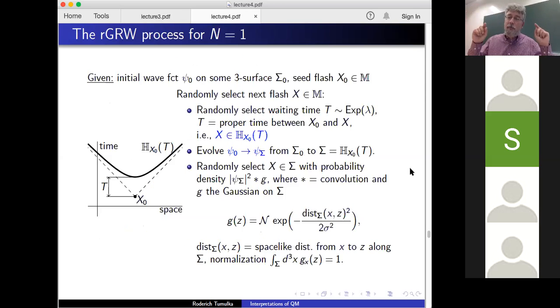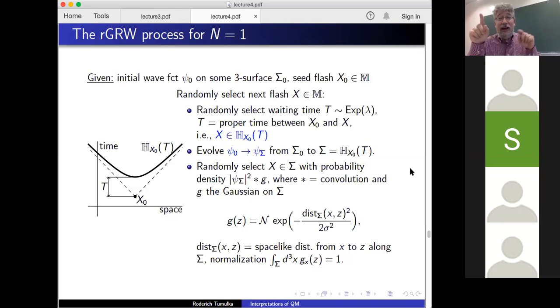Okay, now based on that, I will modify the time evolution in such a way that I get a stochastic time evolution, a relativistic GRW evolution. Okay, so here I'm defining the stochastic process, the relativistic GRW process, at first for one particle, and then on the next slide, I will do it for several particles. I regard as given an initial wave function, psi 0, on some three-dimensional surface sigma 0, say t equals 0, somewhere in the past. And I will use the flash ontology.